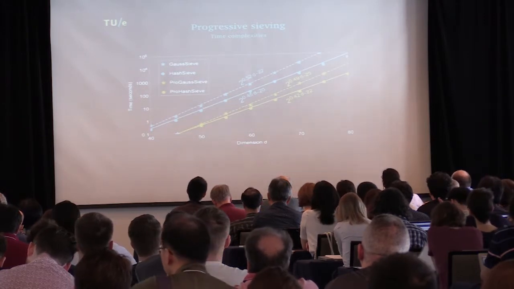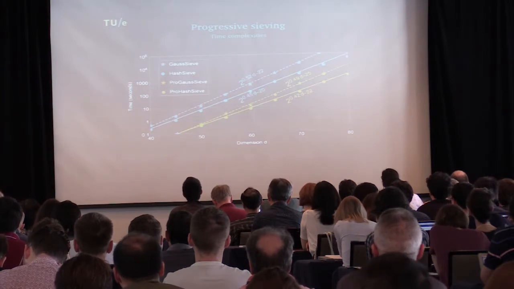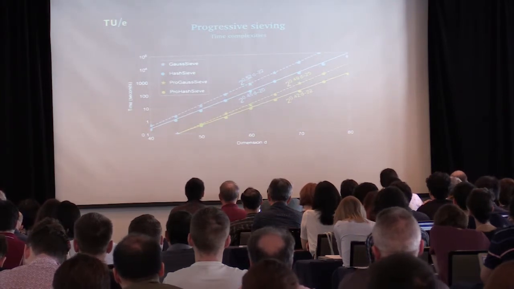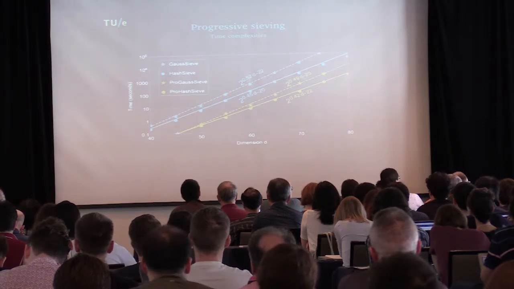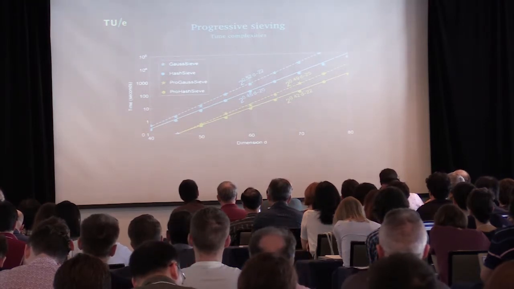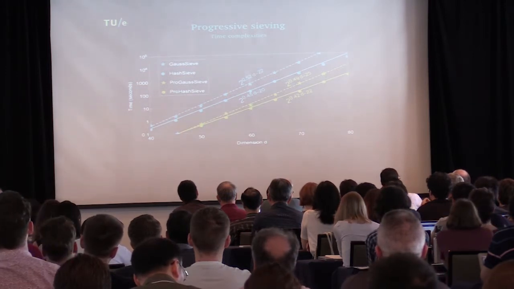So this is mostly just a heuristic improvement. I mean, you can argue why this leads to improvements and how much roughly, but you can also just implement them. And here you have a rough overview of the improvements in some modular dimensional lattices. So the Gauss sieve and the pro-Gauss sieve, that's the algorithms I just explained.